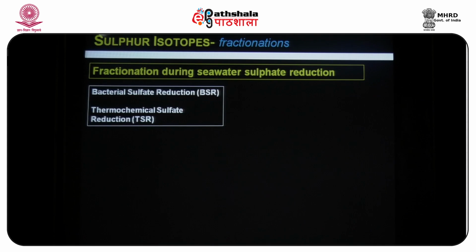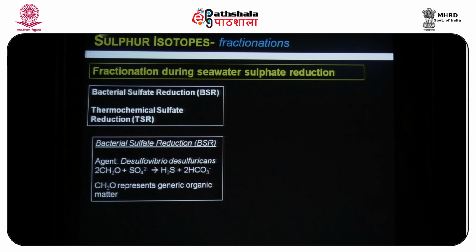Seawater sulfate can be reduced by two major processes. One is bacterial sulfate reduction, which is BSR, and the other is thermochemical sulfate reduction, or TSR. Bacterial sulfate reduction takes place below the sediment water interface, where the environment is anoxygenic, and bacteria like Desulfovibrio desulfuricans are common agents which help in the bacteriogenic fractionation of seawater sulfate during its reduction.